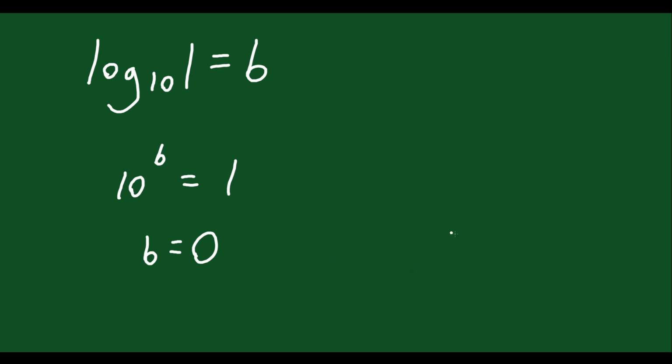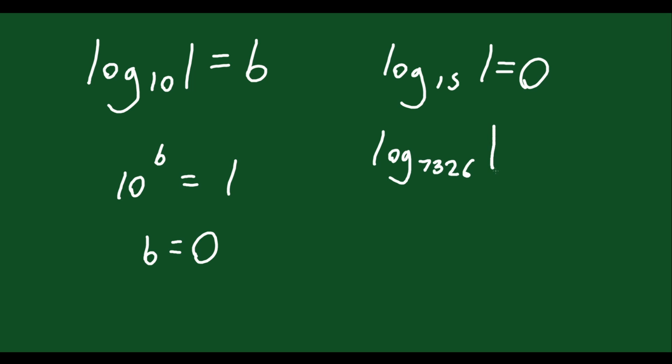You could also say, you know, log base 15 of 1 is equal to 0, right? You could say log base 7,326 of 1 is also equal to 0. Log with any base of 1 is going to equal 0 because any number to the 0 is equal to 1. Okay?